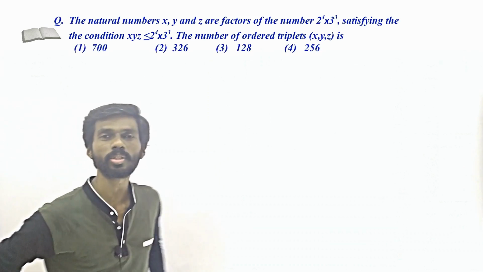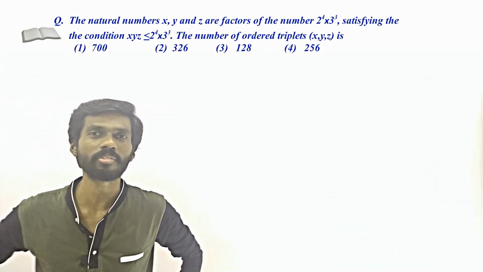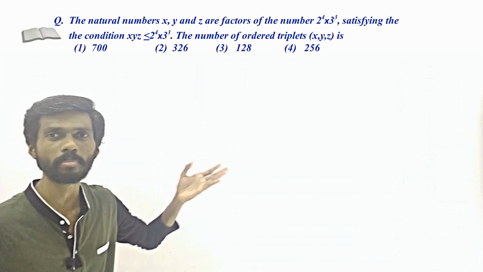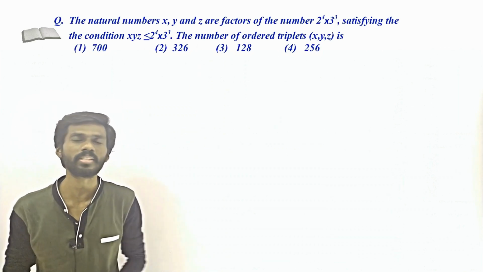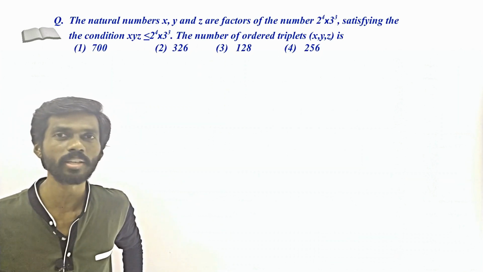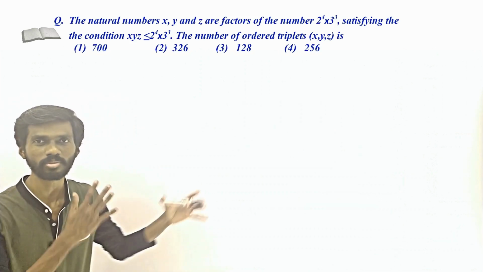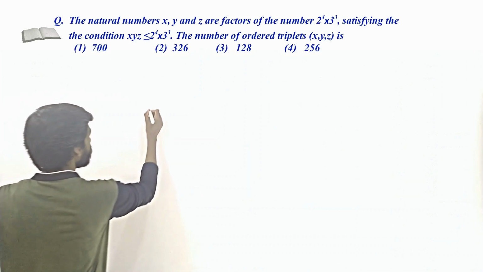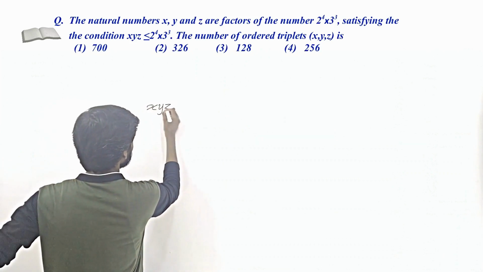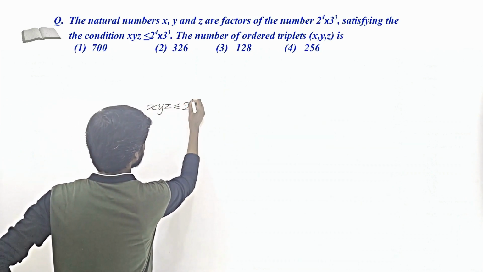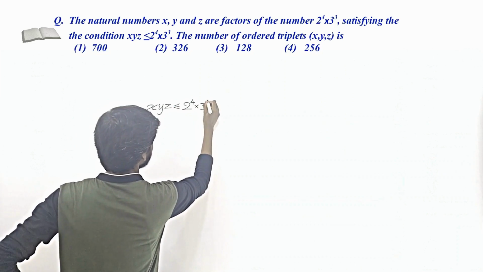So here in this question, 3 numbers are given x, y and z, which are factors of that number 2 to the power 4 multiplied by 3 cube. If you multiply these 3 numbers x, y and z, we get a value which is less than or equal to that number. Now we'll have to find the total number of combinations of values of x, y and z. So it is given that the product x, y, z is less than or equal to that number 2 to the power 4 multiplied by 3 cube.